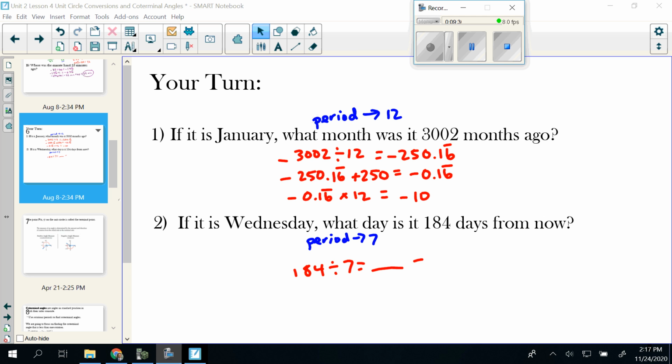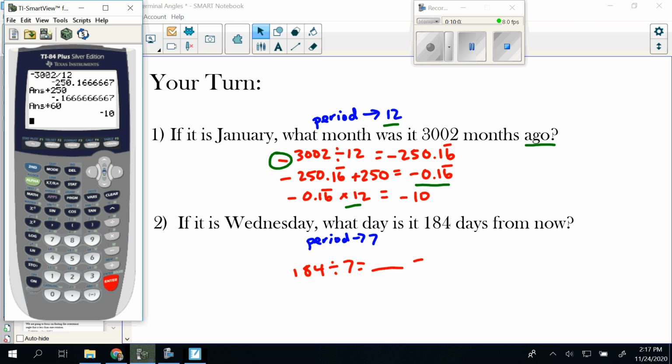All right, let's see what you got. So on this one, one key thing is to notice it does say ago here, so you want to make sure it's negative. So take that number, divide by 12, which is the period if you're in months, and you get negative 250.16 repeating. That negative 250 means that's how many revolutions. So add that on and you get this, times it back by our period of 12. And you can see all that on the calculator here.